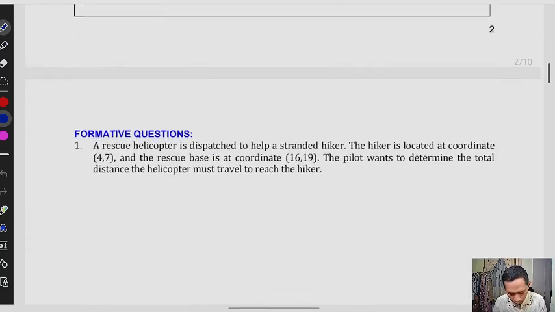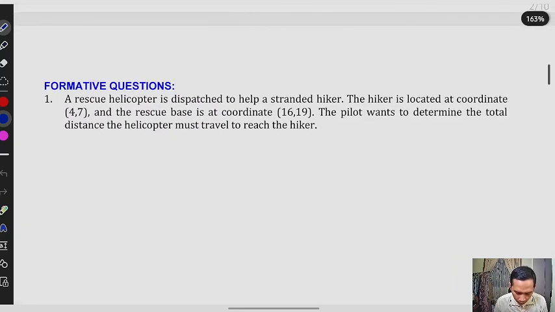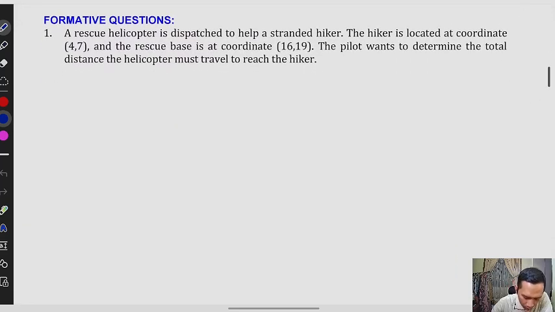Okay, let's start with number one. Everybody look at number one right now. A rescue helicopter is dispatched to help the stranded hikers. So the helicopter wants to help the hikers. And the hikers are located at the coordinate 4,7. So this is the hikers, H, yeah?